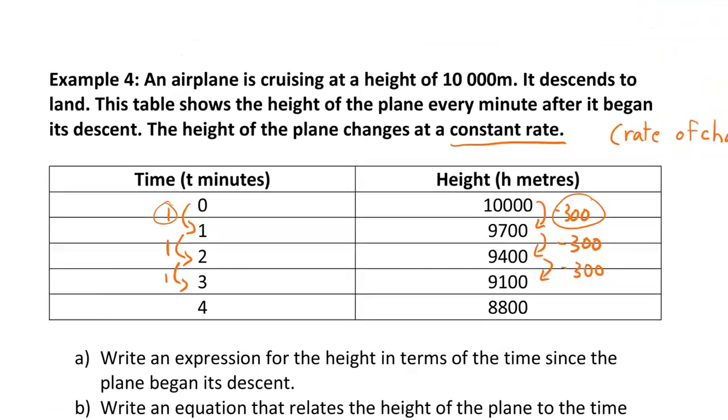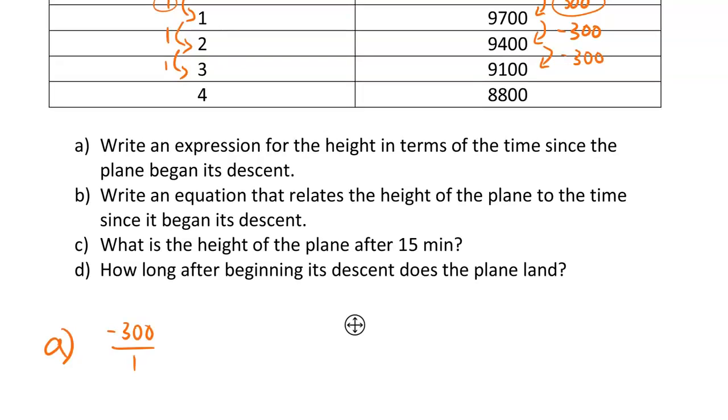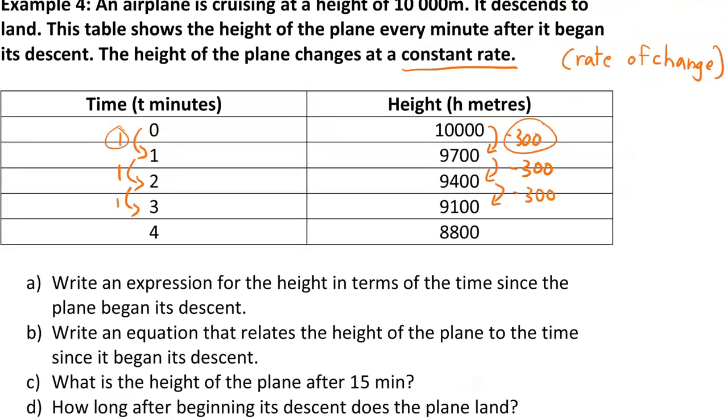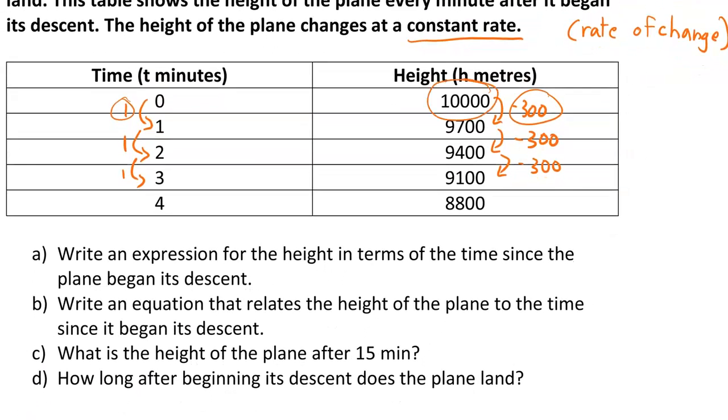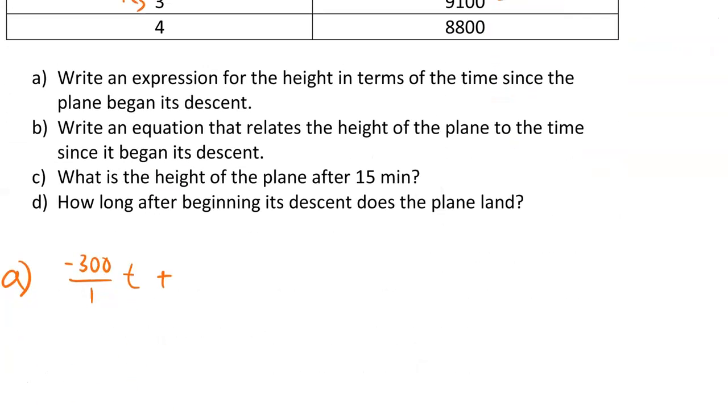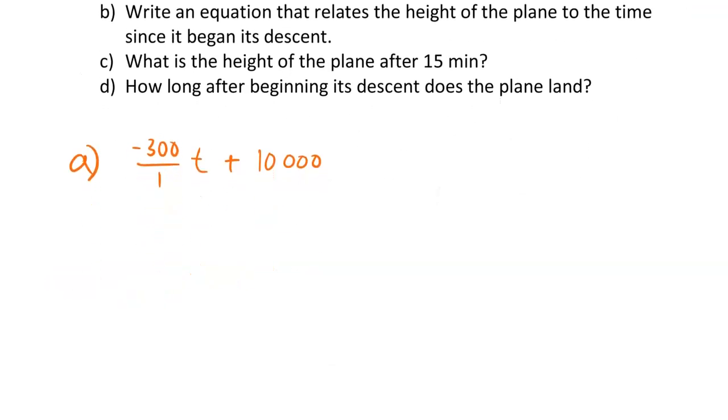Well, it was our t for time, plus we have to think about what was our constant in this. Well, our constant was 10,000 because that's our starting value, where we had a 0 value for time, is 10,000. Now that would be our expression.